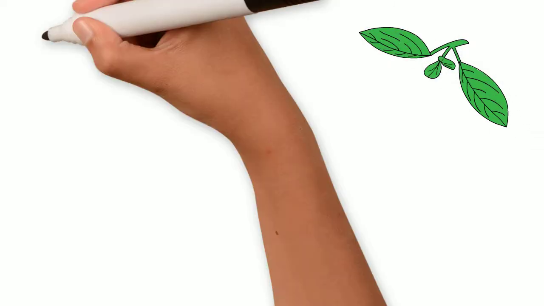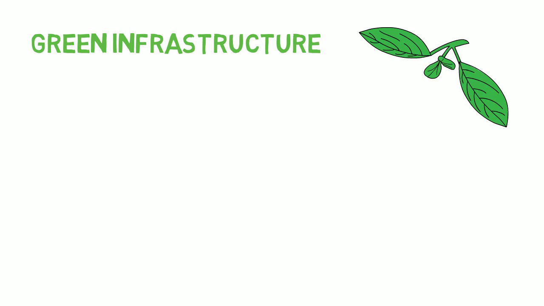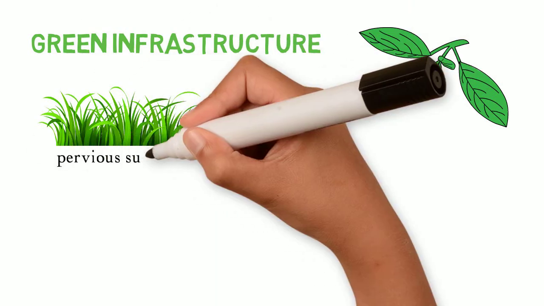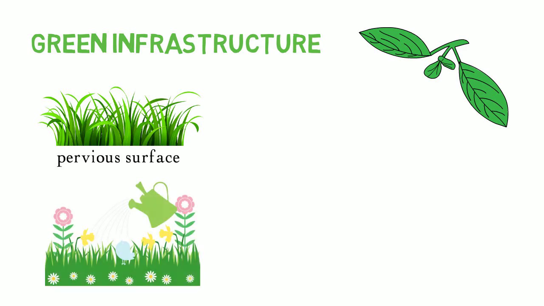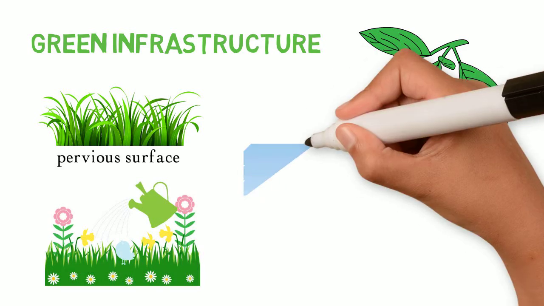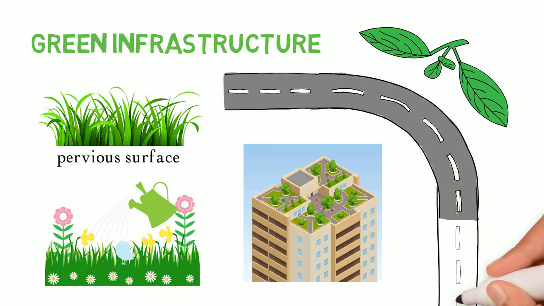But there is good news. We can still fix this problem. We can utilize a solution called green infrastructure. It means that we simply use pervious materials to build and plant gardens wherever possible, especially in drainage areas. We can grow plants on rooftops or replace old pavement with pervious pavement.